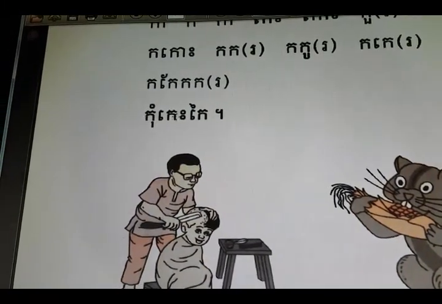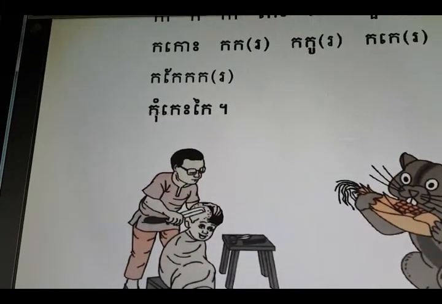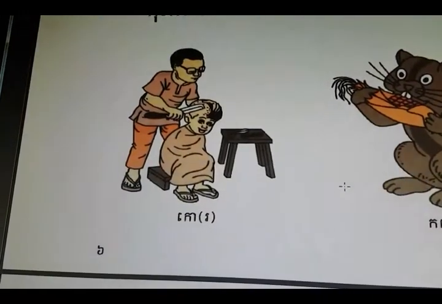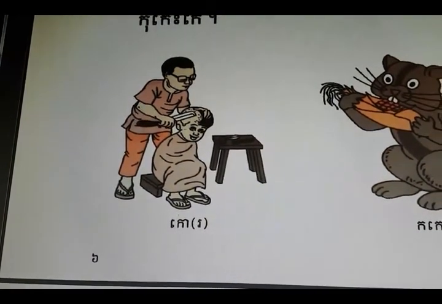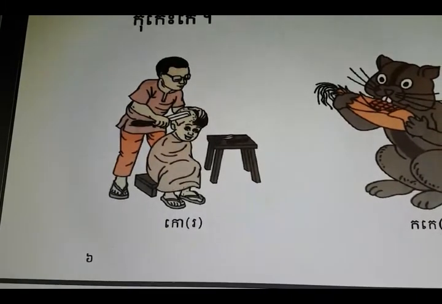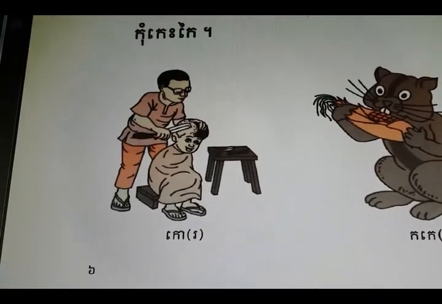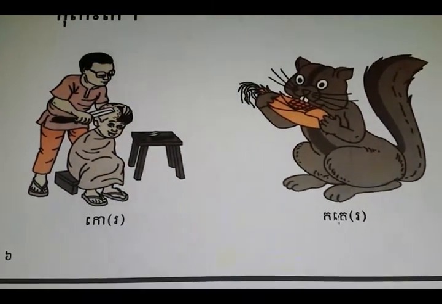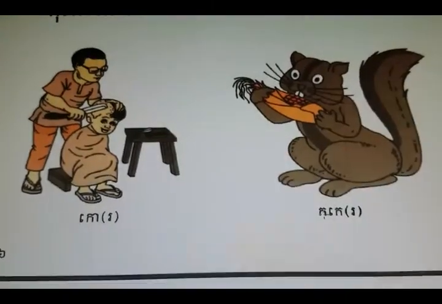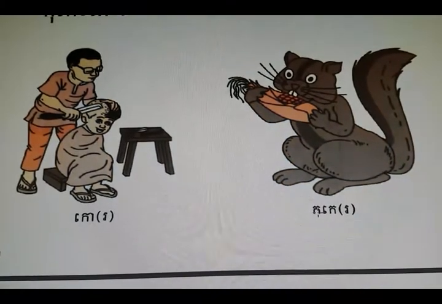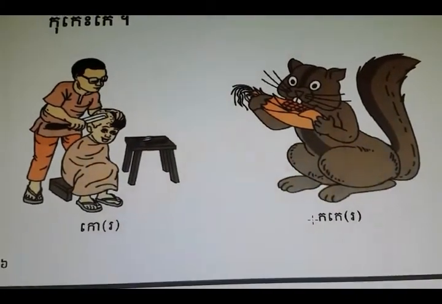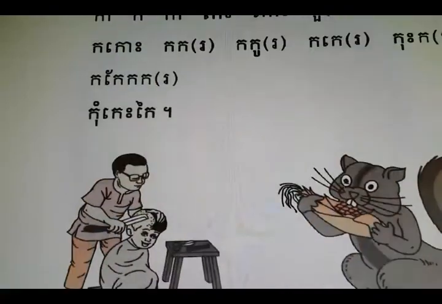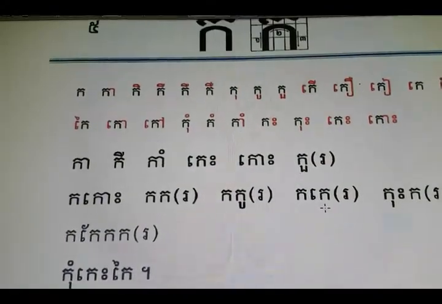See this picture here. Cào is to shave. So cào, shave your hair. This is cò kê. So when you eat corn, or this is a rabbit eating corn, so cò kê is to eat around.